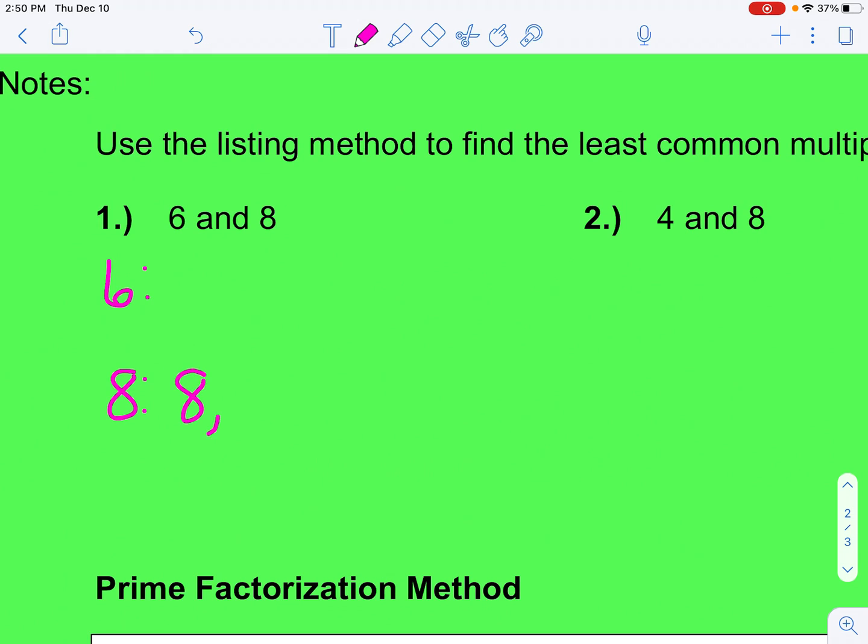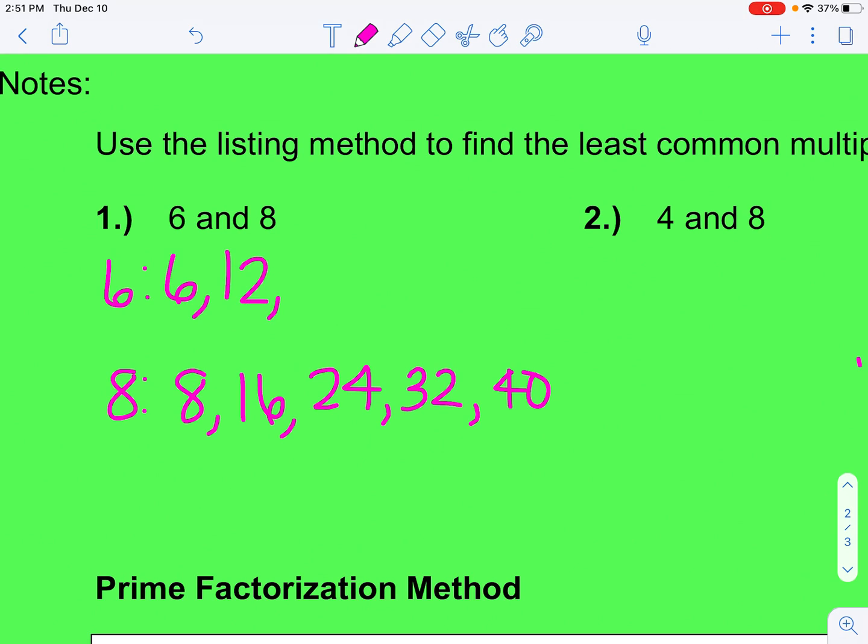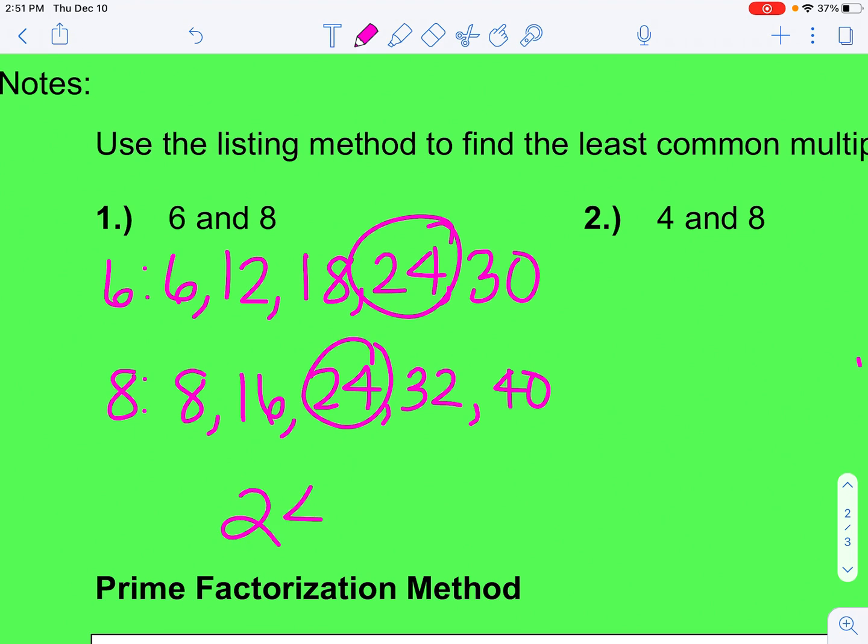Alright, so let's start. 8, 16, 24, 32, 40. Start with the first 5, and then if you need to add more, you can. But that way you're not counting forever. Okay, now let's go to 6. 6, 12, 18, 24, 30. All right, they both share one. The smallest one that they both share is 24. So our least common multiple is 24.